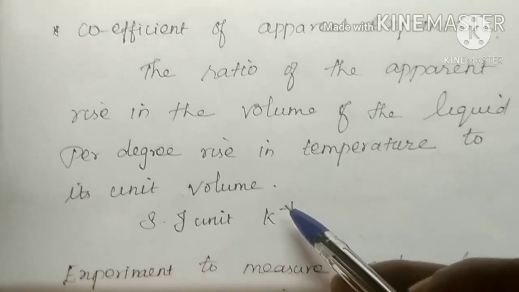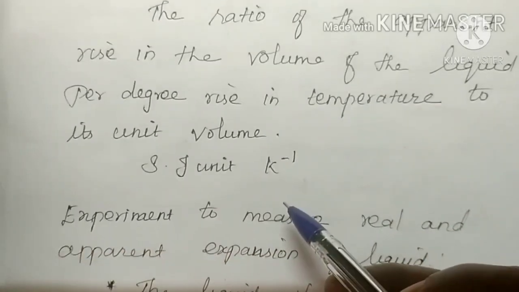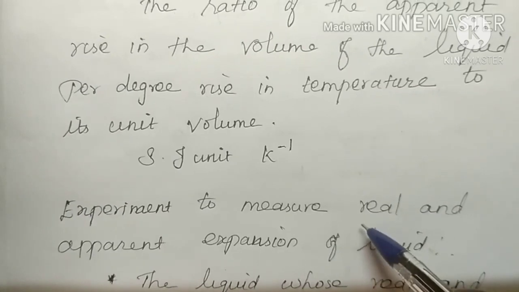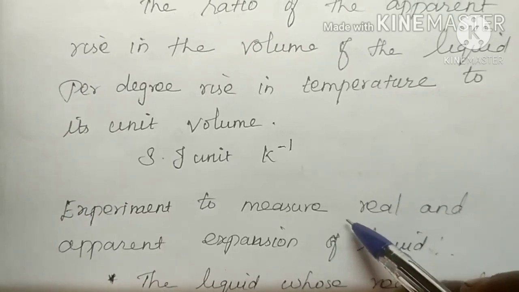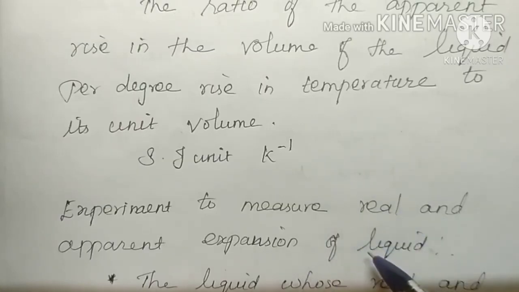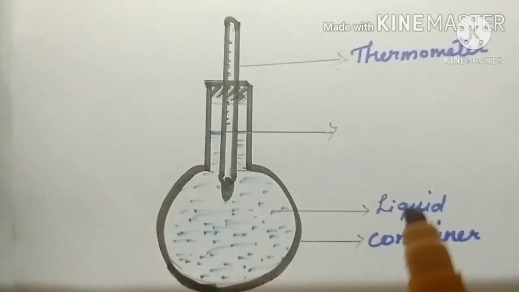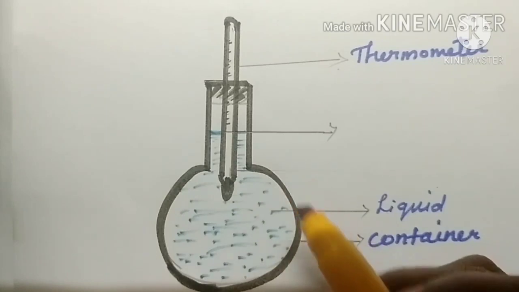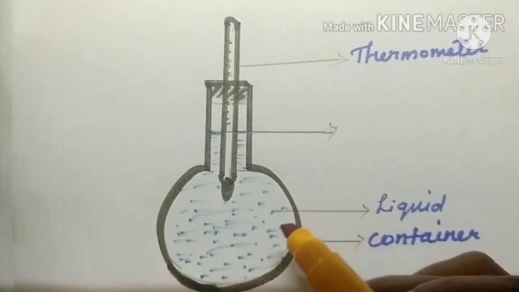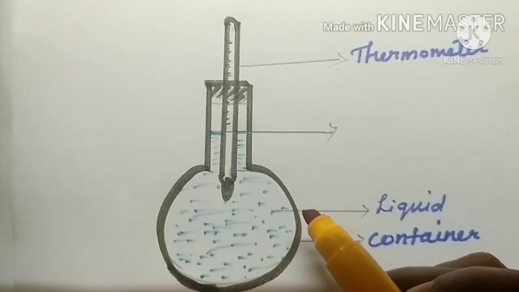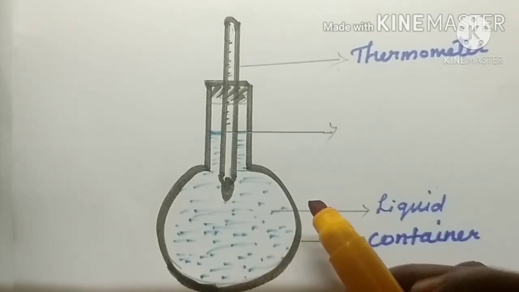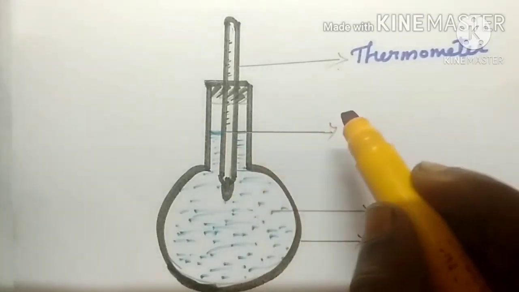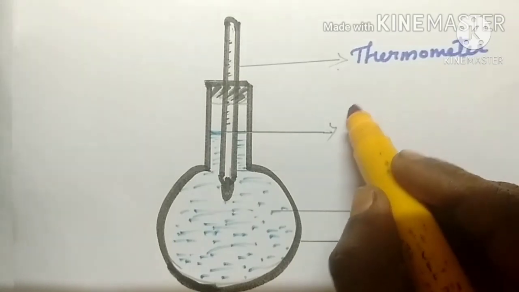So this one we can prove experimentally. How to calculate: the experiment to measure real and apparent expansion of a liquid. So we are going to learn the experiment, from which we can measure the real and apparent expansion of a liquid. In this experimental arrangement, first we have to take the container, and the liquid whose real and apparent expansion we are going to find, you have to pour into the container. That level you first have to mark. Up to this level we filled, so here this level is marked as L1.